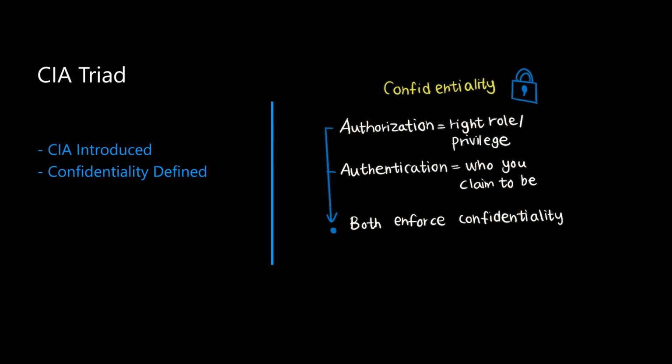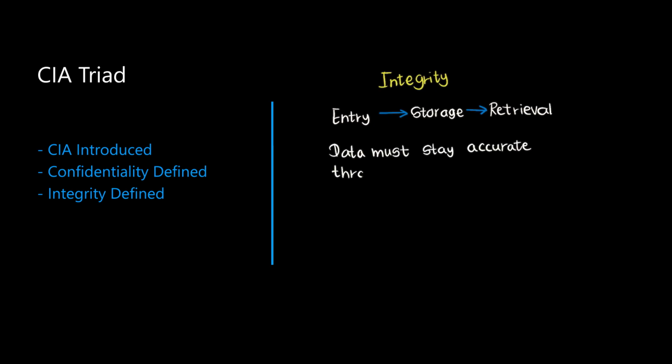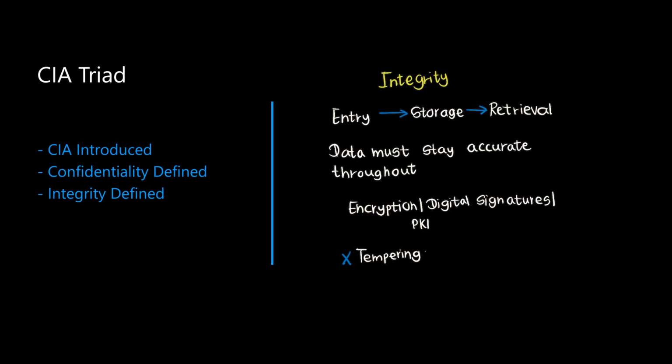Integrity is about protecting data from unauthorized modification or destruction. The data has to stay accurate and reliable from the point it enters the system all the way through storage and retrieval. Encryption, digital signatures, and public key infrastructure are examples of how you maintain integrity. If someone tampers with data in transit and no one catches it, integrity is gone.